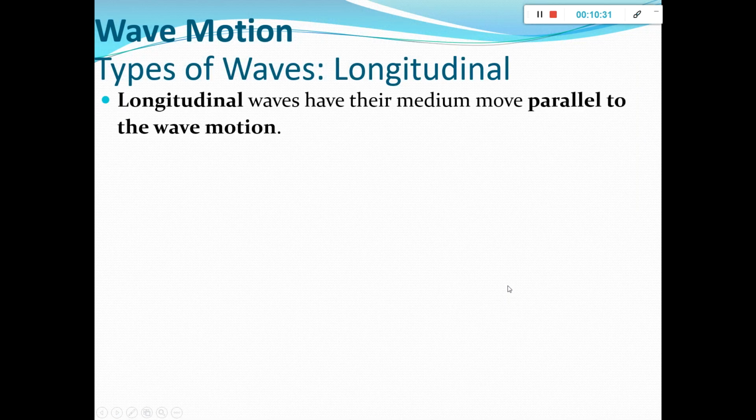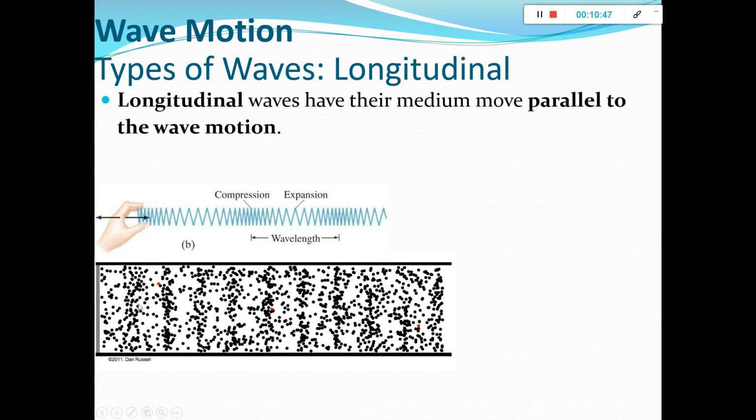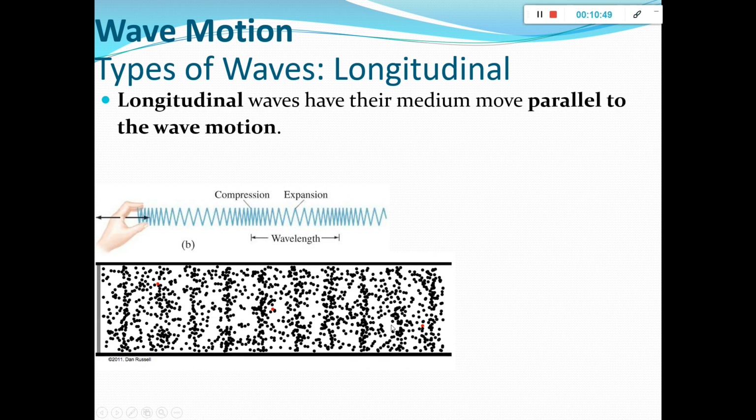Now the second type of wave is a longitudinal wave. Longitudinal waves are different because now they're going to make the medium move parallel to the wave motion. So instead of moving it up and down, it's going to move it horizontally with the direction of the wave. So this is what a longitudinal wave looks like.